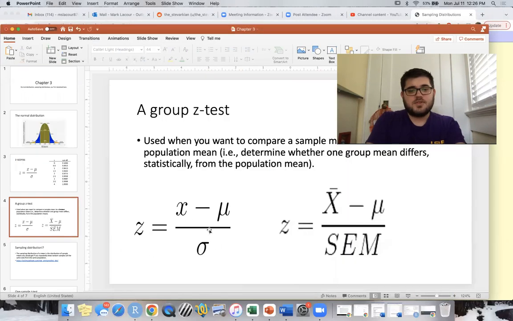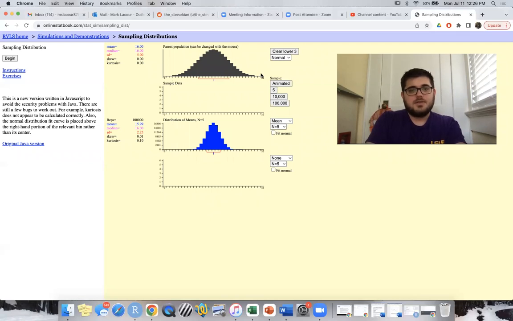See, a z-score for a single observation z-test is putting you on the population distribution and saying, what percentile are you? With a group z-test, we're talking about standard errors. Standard error is just a standard deviation of a sampling distribution. How many standard errors above the population mean are you? With a single observation z-test, if you're so many standard deviations above the population mean, we think that you're extraordinary, you're really high on whatever variable this is.